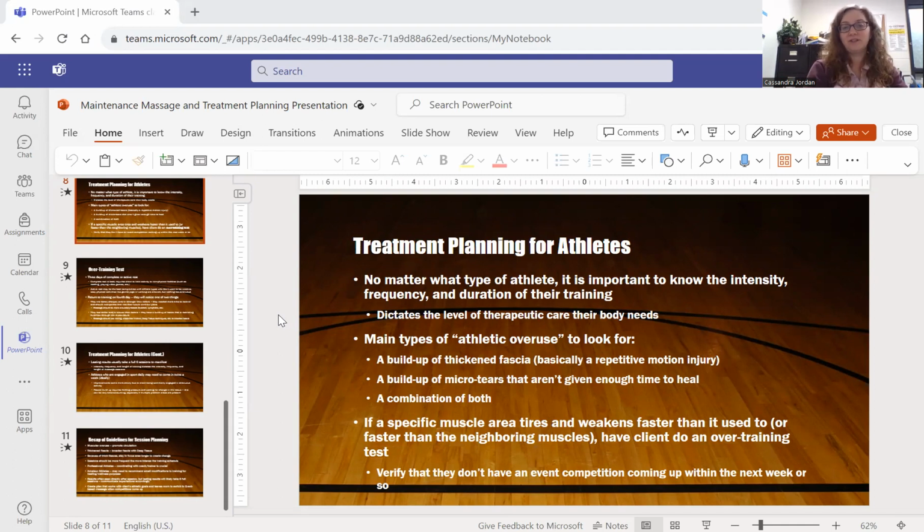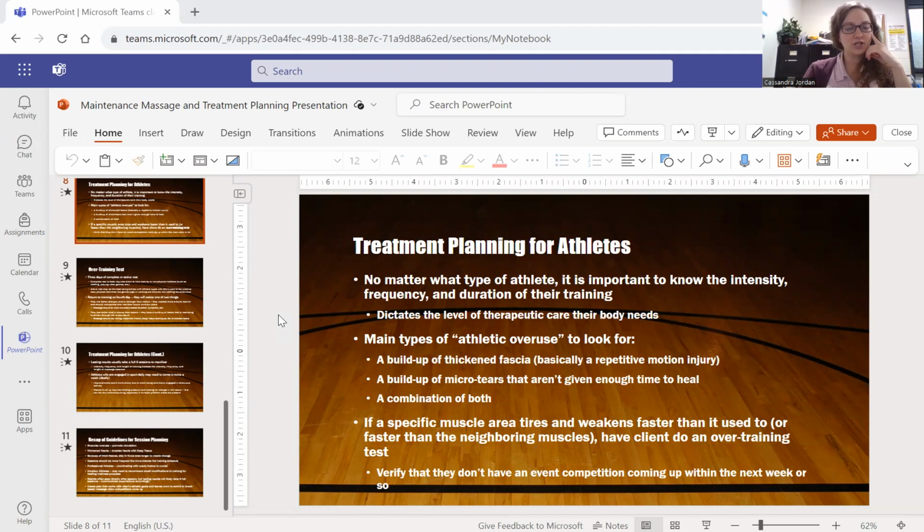So the main types of athletic overuse to look for when we are working with our athletes is, first of all, a buildup of thickened fascia. This is basically a repetitive motion injury. Whether it's that shoulder issue from throwing a baseball or pouring a drink at the bar or being a hairstylist or whatever that repetitive motion is, that buildup of thickened fascia will happen. And so that's going to be the case even if it's not an athlete.